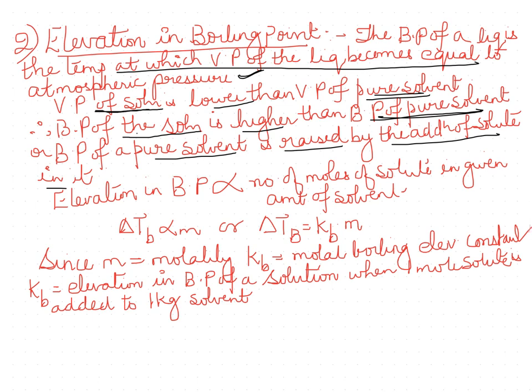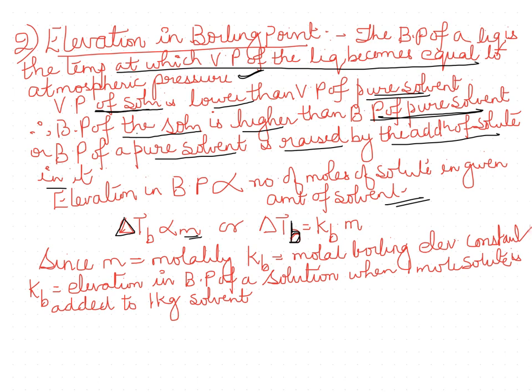Elevation in boiling point is directly proportional to the number of moles of the solute in a given amount of solvent. Clear? Or ΔTb is directly proportional to small m, and small m is molality. So ΔTb is equal to Kb into m.